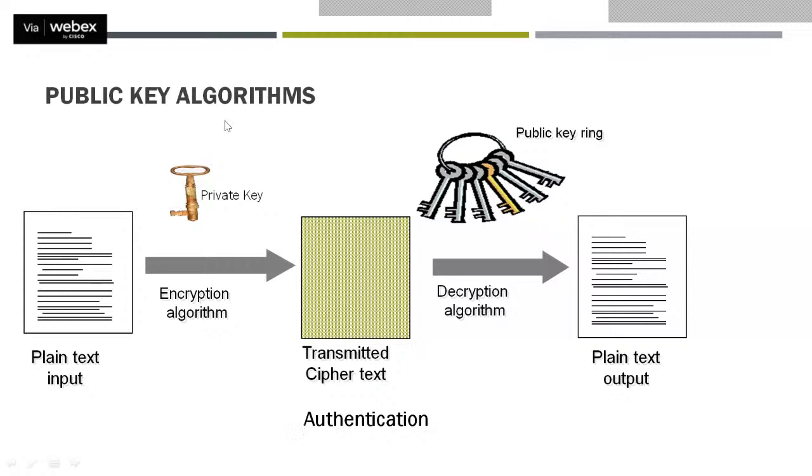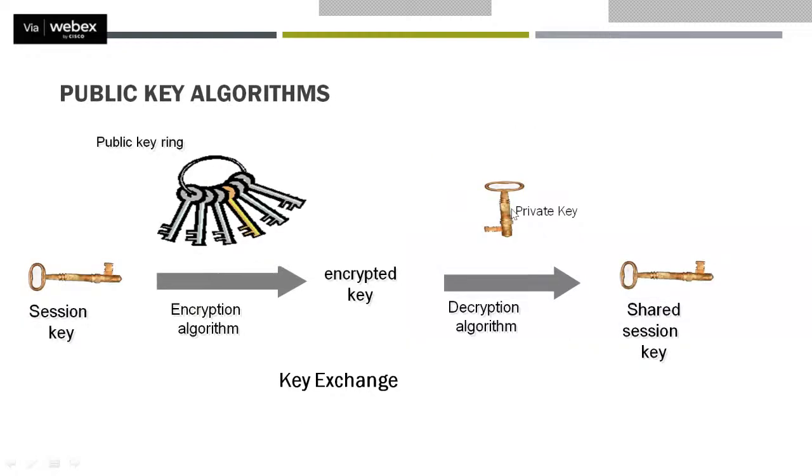Basically the private key is known only to the sender. That's why there is evidence that the appropriate sender is the one sending this information, and that's why it is called authentication. Then it will be received at the receiver side and decrypted using the appropriate public key.